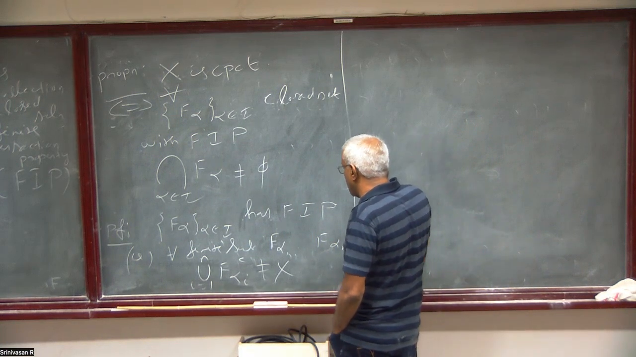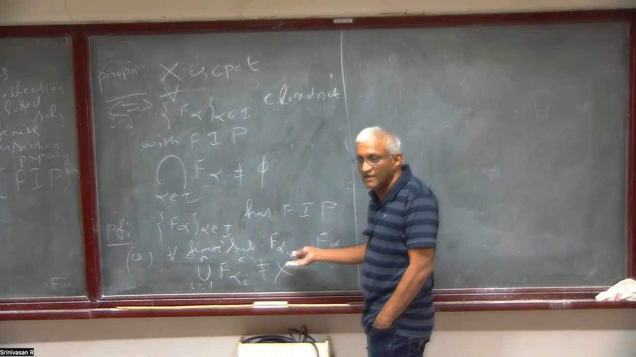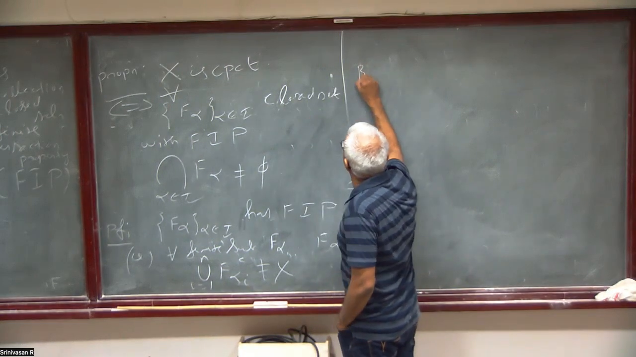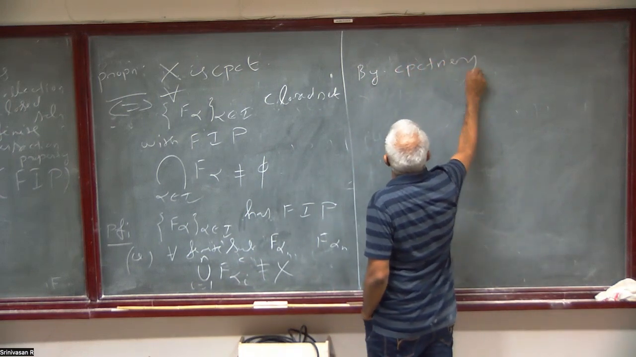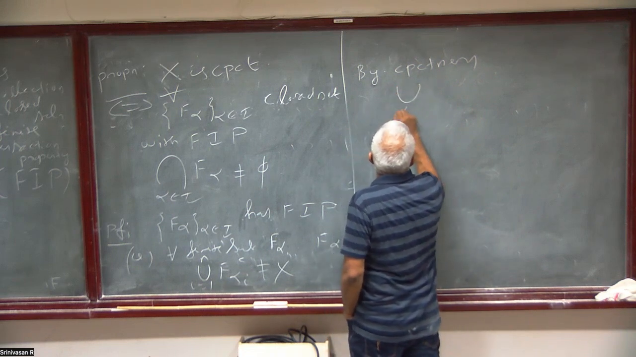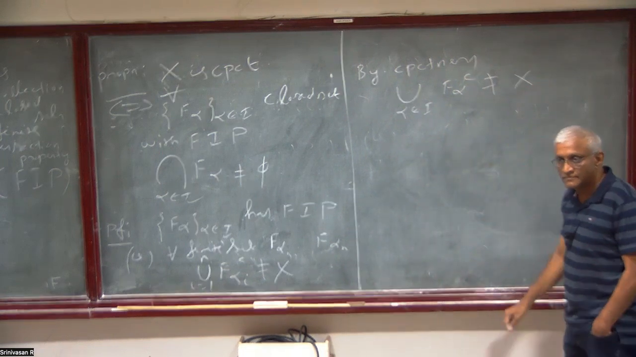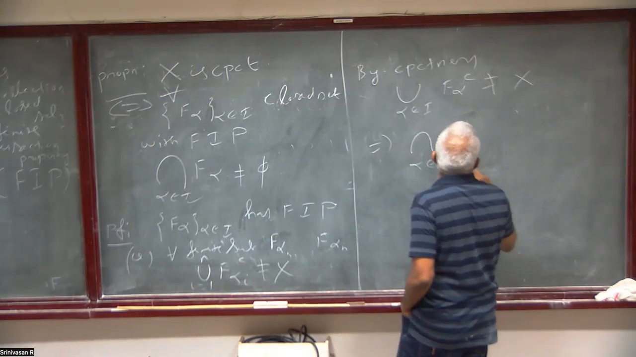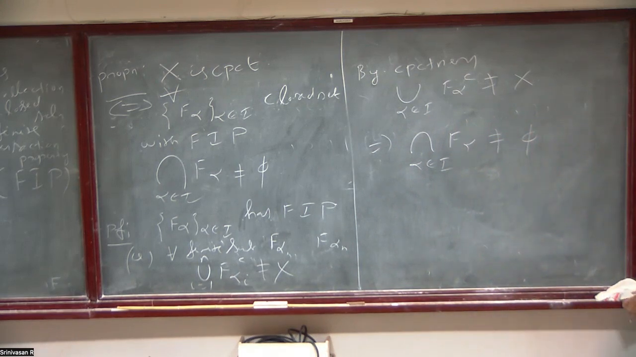Then, of course, every finite subcollection does not cover the whole set. That's the equivalent definition of compactness. By compactness, the union over alpha in I of the F alpha complements is also not equal to X. So this implies the intersection of F alpha, alpha in I, is non-empty. Done.